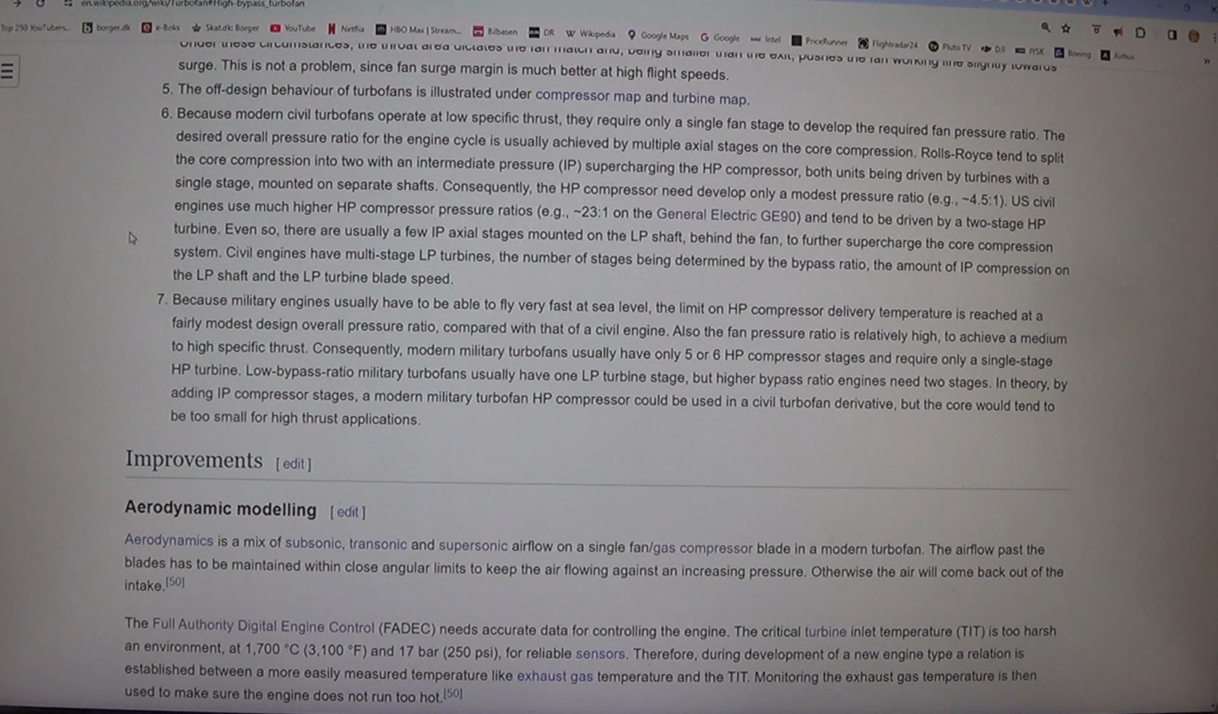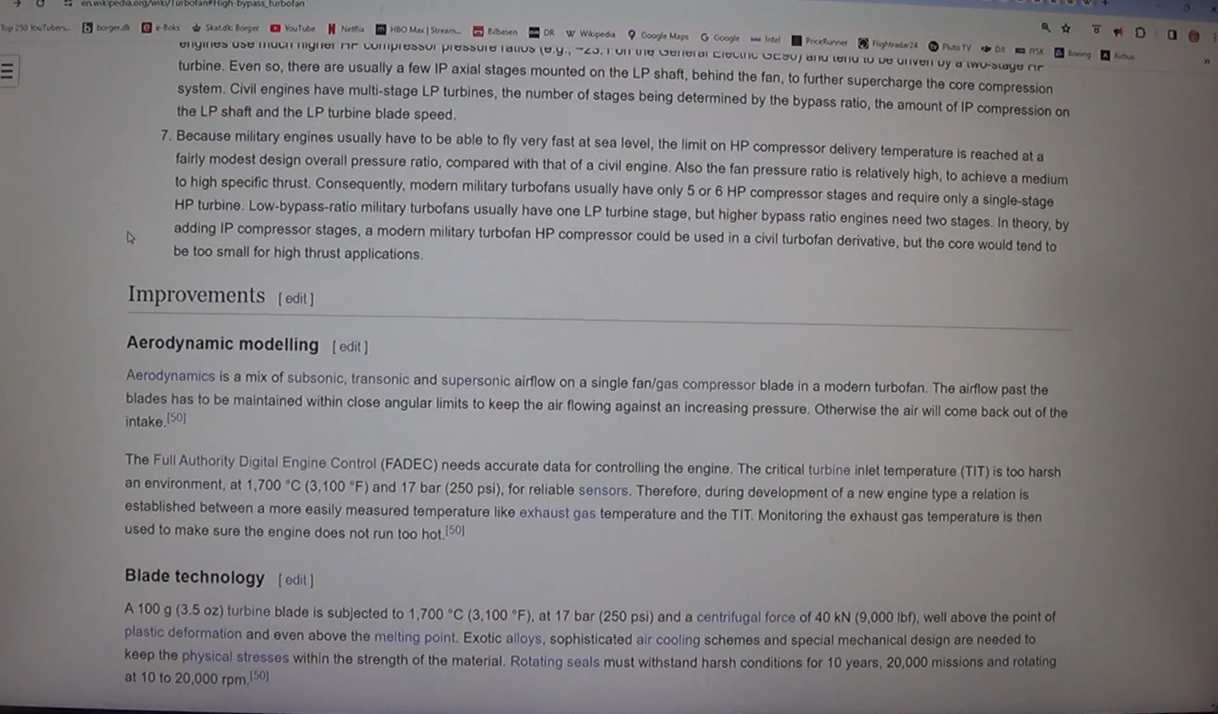Because military engines usually have to be able to fly very fast at sea level, the limit on HP compressor delivery temperature is reached at a fairly modest design overall pressure ratio, compared with that of a civil engine. Also, the fan pressure ratio is relatively high, to achieve a medium to high specific thrust. Consequently, modern military turbofans usually have only 5 or 6 HP compressor stages and require only a single stage HP turbine. Low bypass ratio military turbofans usually have one LP turbine stage, but higher bypass ratio engines need 2 stages.